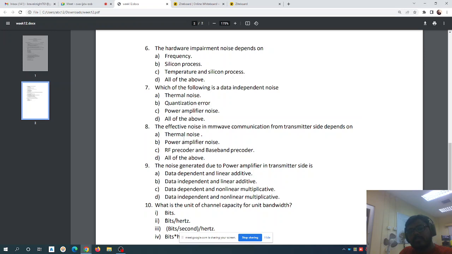So thermal noise will be there. Power amplifier noise depends on the frequency and nonlinearity of the power amplifier, at what frequency you are transmitting the data. And for the RF precoder and baseband precoder, there will be some sort of mismatch between the ideal thing we need and the actual one. So the correct option for question number 8 will be option D, which is all of the above. It has thermal noise, power amplifier noise, and RF precoder and baseband precoder. So it is all of the above, question number 8.